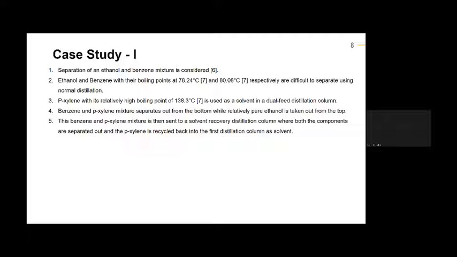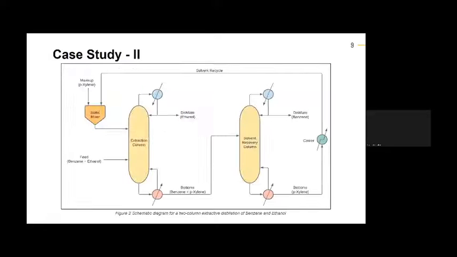So by using this para-xylene, what will happen? Benzene and para-xylene separate out from the bottom, while relatively pure ethanol will be taken out from the top. Let me quickly go through this, as it is much easier for everyone. So we have two columns. This is the extraction column. Here we have the benzene plus ethanol feed, and we have the para-xylene as a solvent, which enters from the top, and in this extraction column, it mixes.